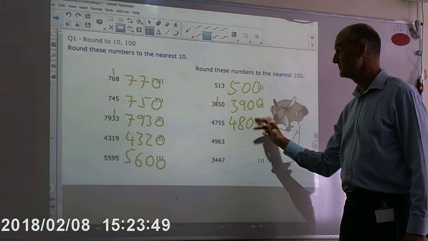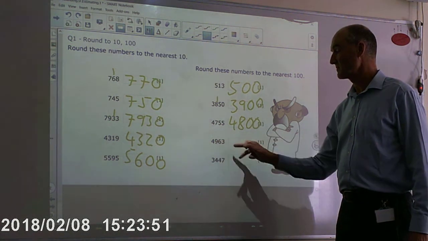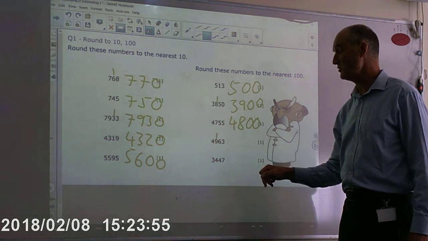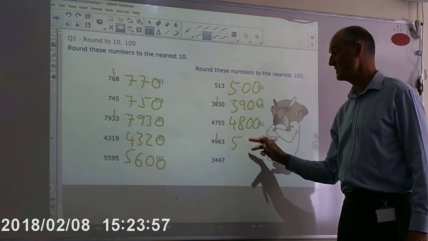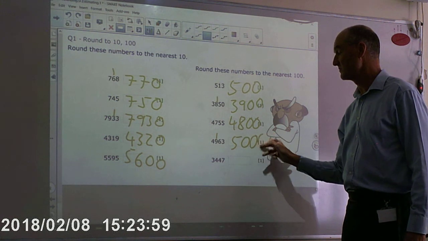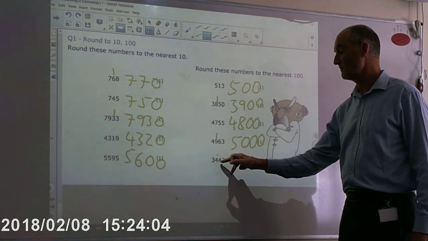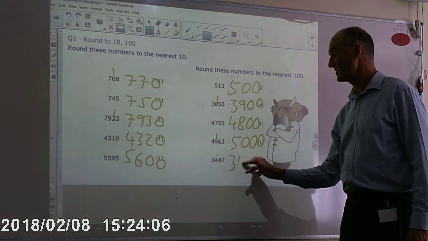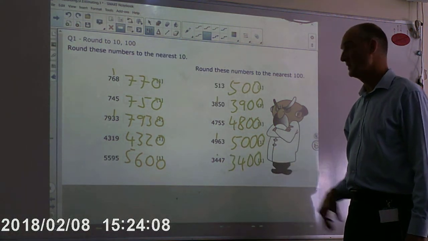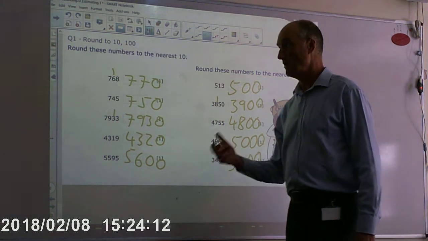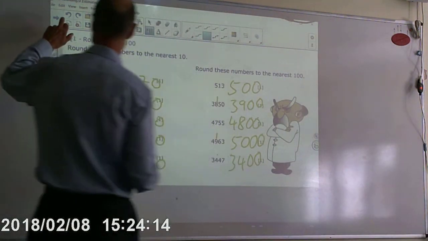4,800. 6 immediately follows the 9, which is the hundreds, so we're rounding up to 5,000. 4 is the hundreds, 4 after it, 3,400. That should be revision for all of you ladies and gents. Hopefully you found that fairly straightforward.